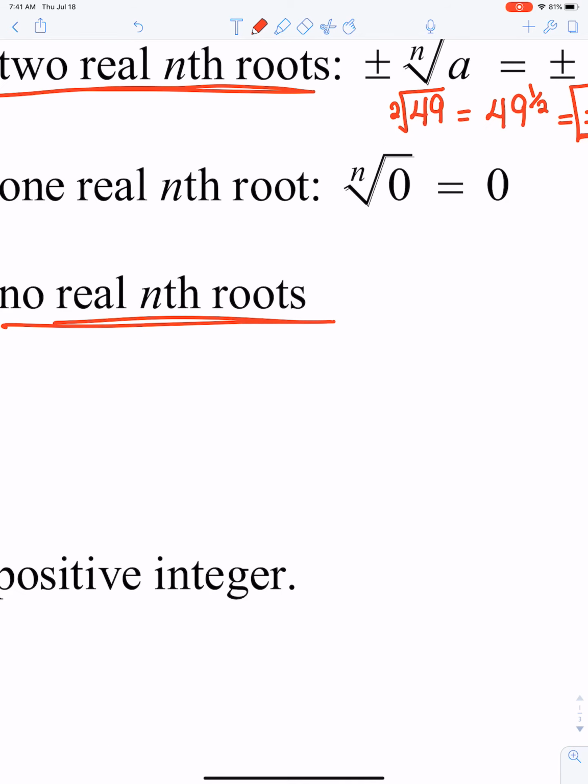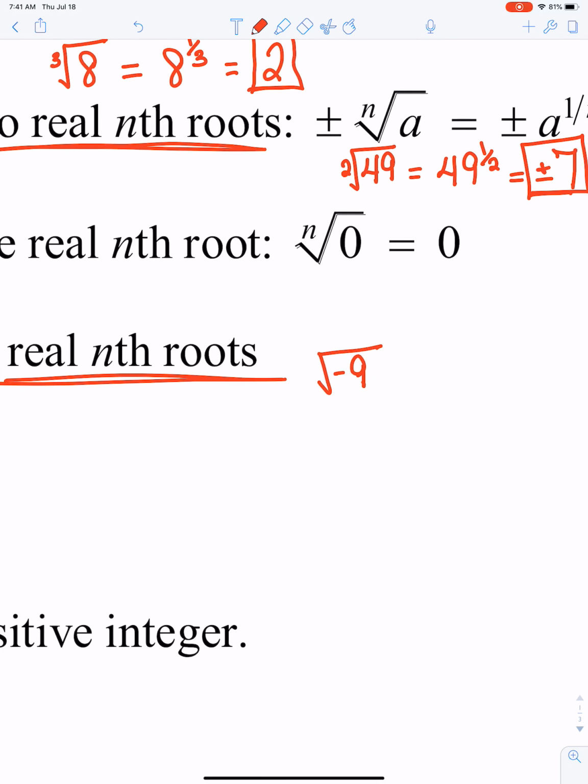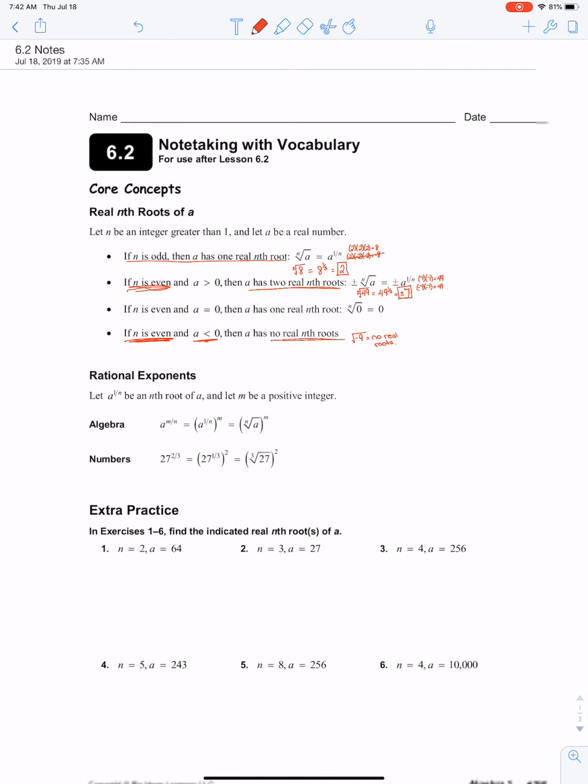That's saying something like the square root of negative 9. There's nothing that multiplies to negative 9. Positive 3 times positive 3 is positive 9. Negative 3 times negative 3 is positive 9. There is no combination that will multiply to negative 9, so you have no real roots in this case. When you move on to Algebra 2, you'll talk about imaginary numbers. We are not going to touch on that in this class.